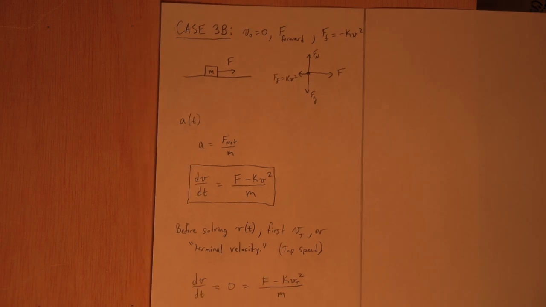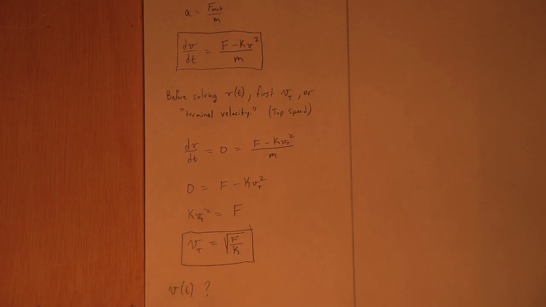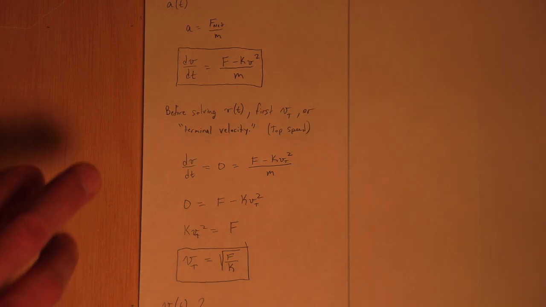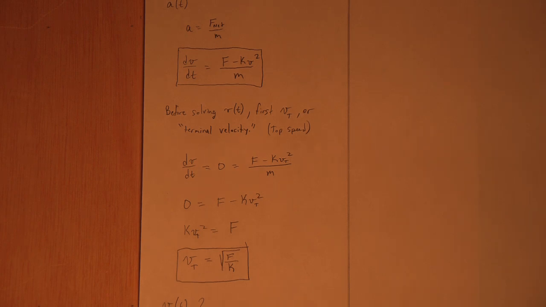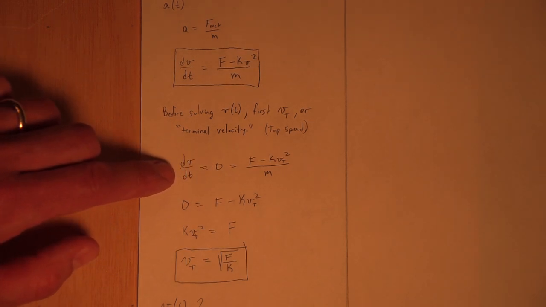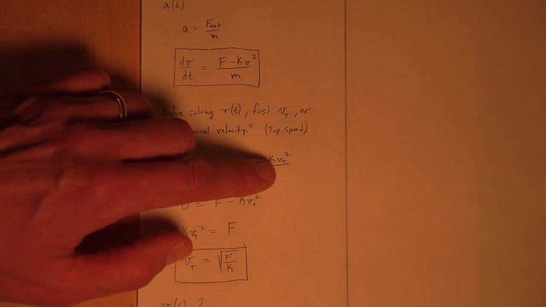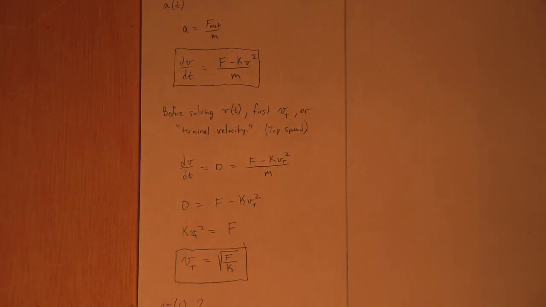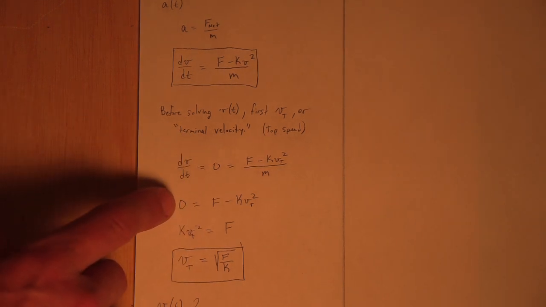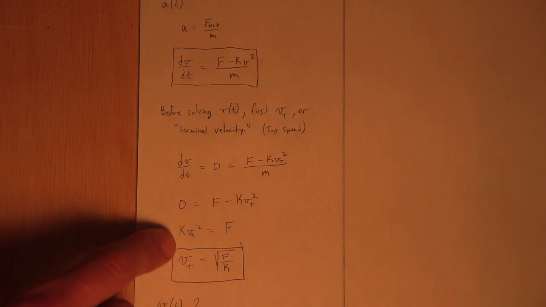Before we go ahead and solve that differential equation for velocity as a function of time, the first thing we're going to do is a little something different. We're going to first just solve for what we call the terminal velocity, or the top speed of this car. The thing reaches its top speed when it no longer accelerates. So we plug in 0 for the acceleration and v terminal for the velocity, and we solve for v terminal just with algebra. We multiply the m to the other side, so it's gone. We add the kV squared to this side, divide by k, take the square root.